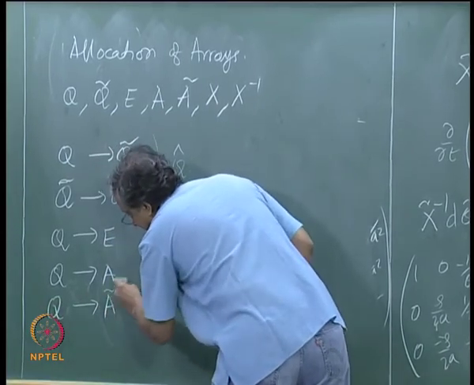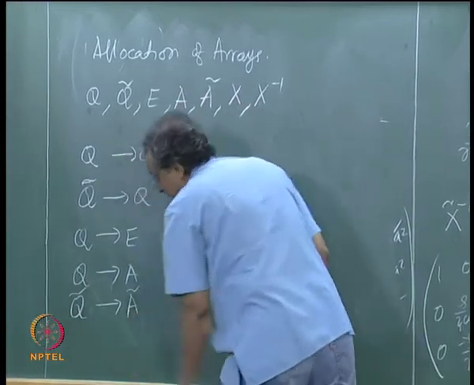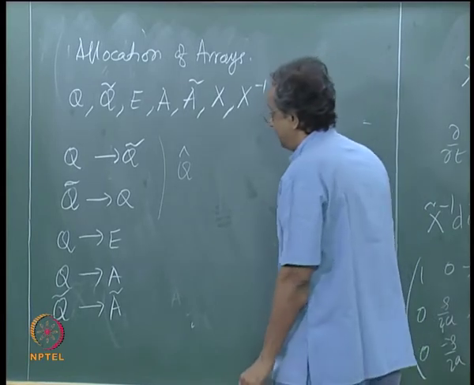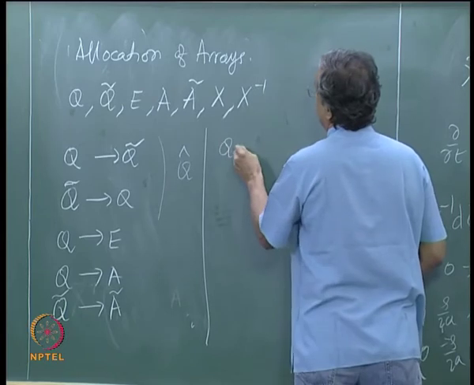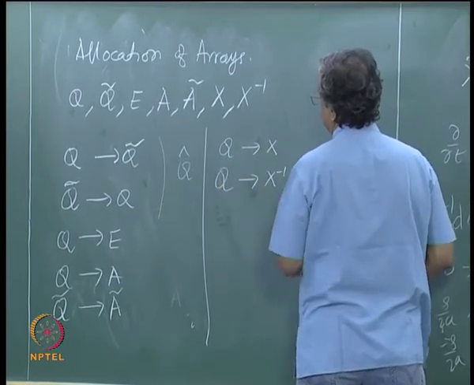Find A tilde, or if you want Q tilde, find A tilde. Either way, I leave that up to you. Make a decision. And what else? You obviously have these: given Q, find X. Given Q, find X inverse.